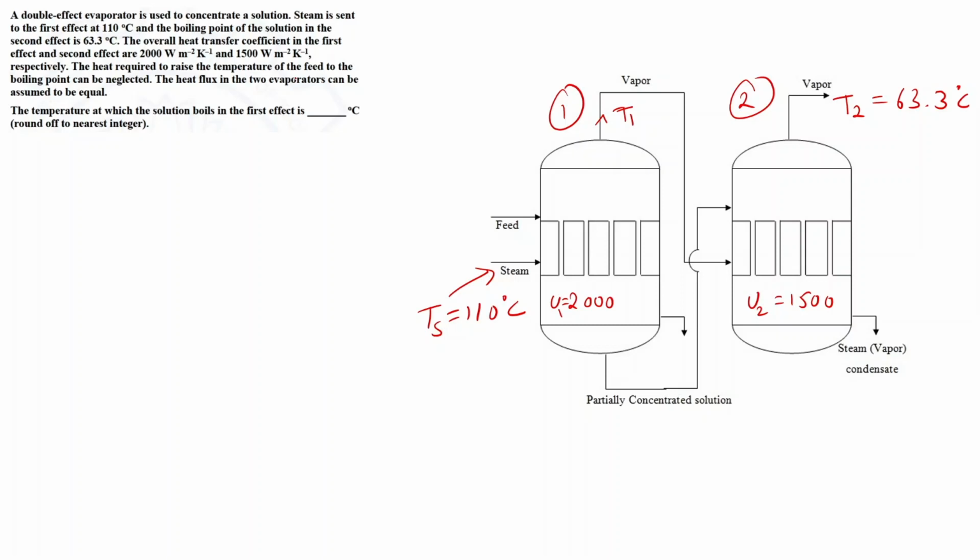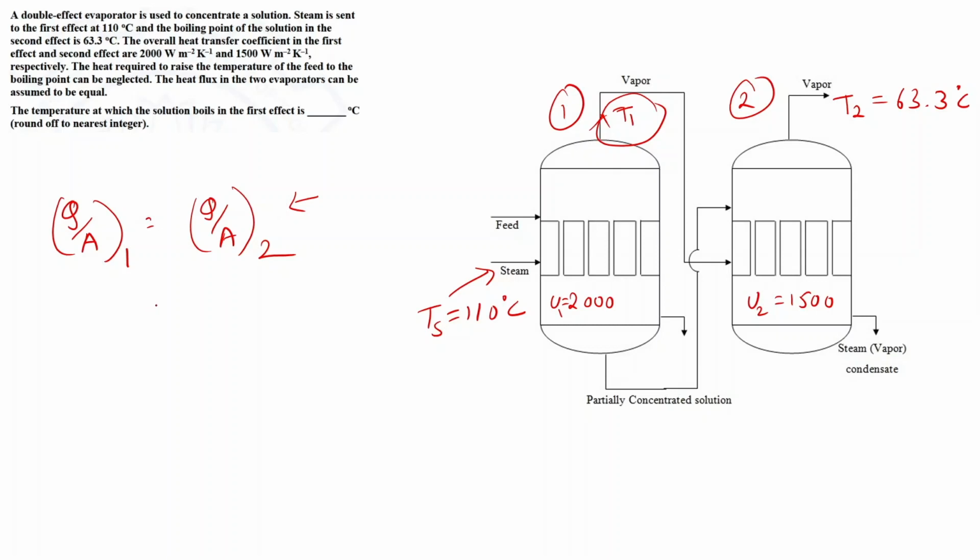The heat required to raise the temperature of the feed to the boiling point can be neglected. The heat flux of the two evaporators is assumed to be equal. So for the first evaporator, the heat flux Q upon A1 will be equal to the heat flux of the second evaporator. We have been asked to find T1, the temperature at which the solution boils in the first effect. So we will write the heat balance across these two effects using the information already provided.